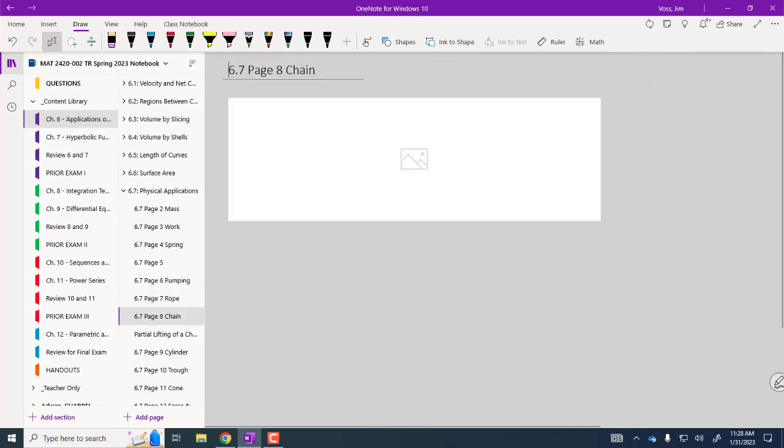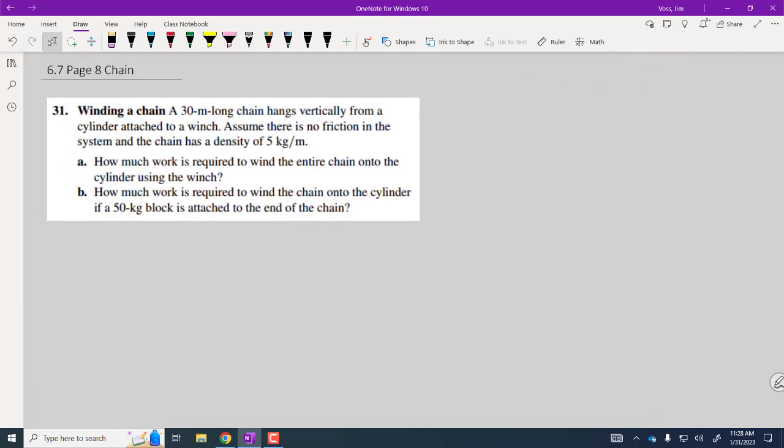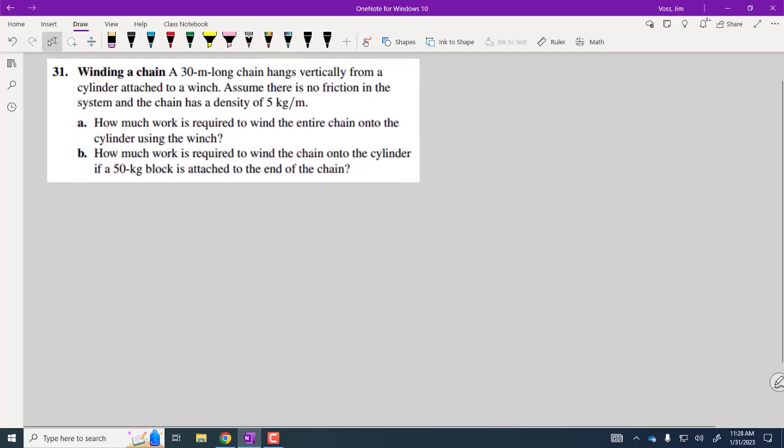All right, let's try this one, since it has the block on it. So here we have a 30-meter chain hanging vertically from a winch. There's no friction in the system. Chain has that density. That density, like we just had on the last one, is a 1D setup. So as soon as we see that the density provided is one-dimensional, we know that it's add length instead of add volume. So we know that our work is going to be add length because it's one-dimensional.